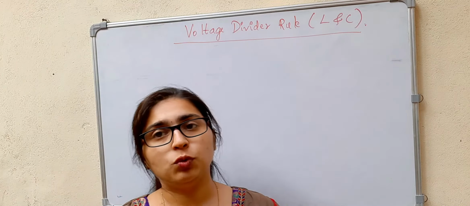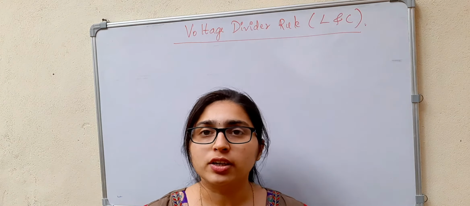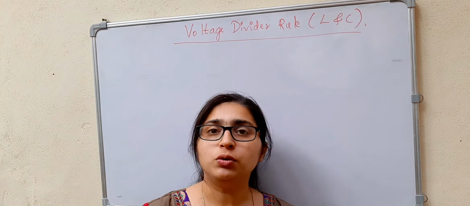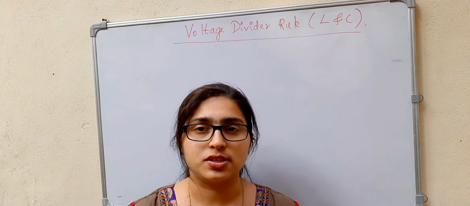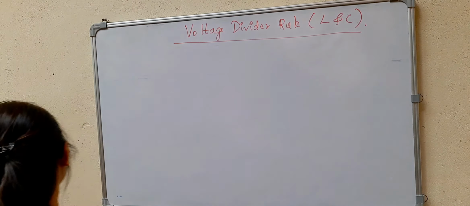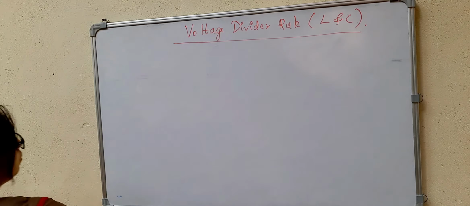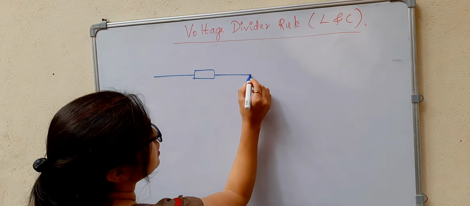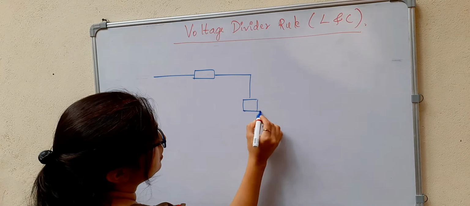I will be dealing with the voltage divider rule, that is for inductors and capacitors. We have already seen the voltage divider rule and the current divider rule for resistors, right? So this is the voltage divider rule, right? If you have the elements in series, okay, these are the elements in series.